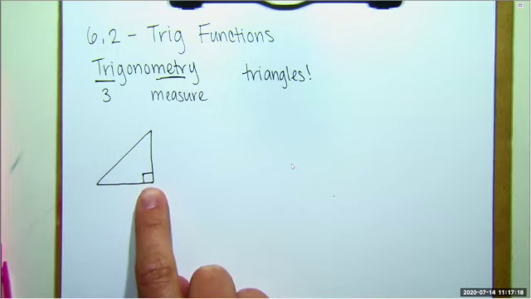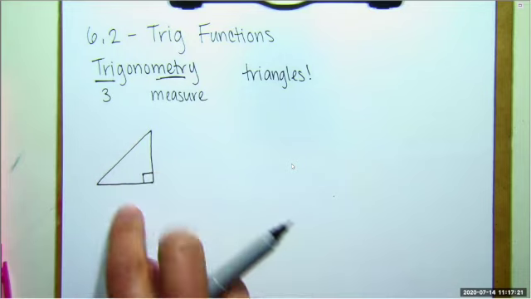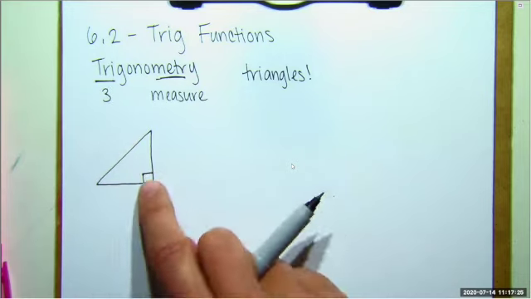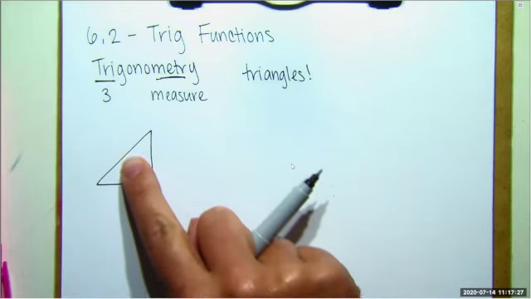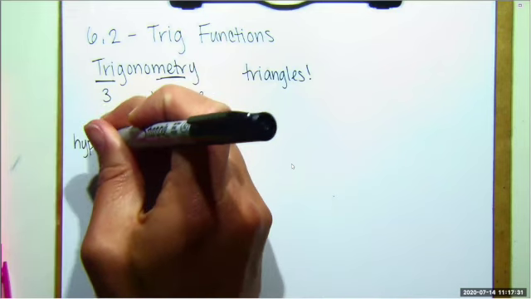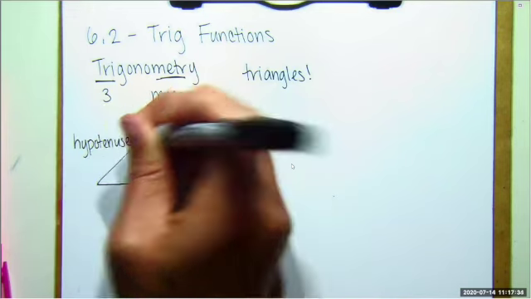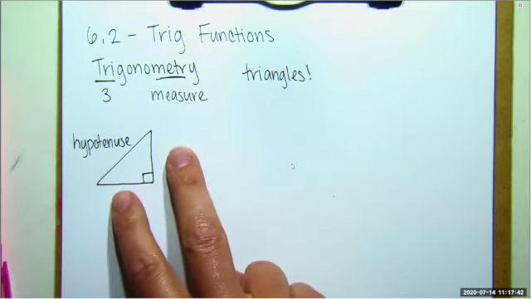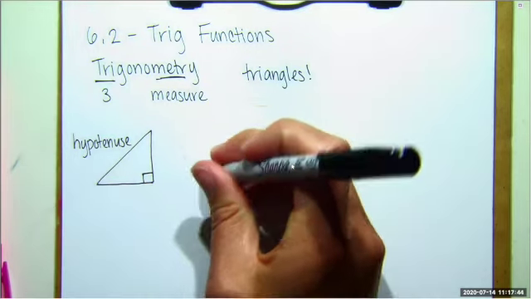All right. Now we have very special names for the 3 sides of a right triangle. The side of the triangle that's across from the 90-degree angle is always called the hypotenuse. The other 2 sides are called the legs.